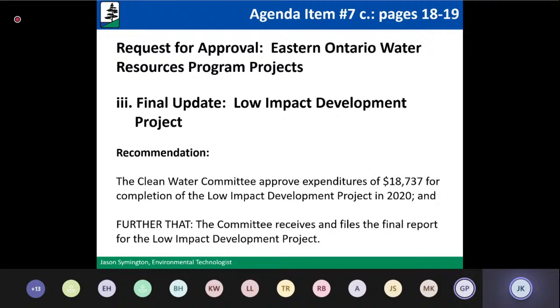So we have a recommendation on the table here. The recommendation is the Clean Water Committee approve the expenditure of $18,737 for completion of the low impact development project in 2020. And further that the committee receives and files the final report for the low impact development project. I'm looking for a mover.